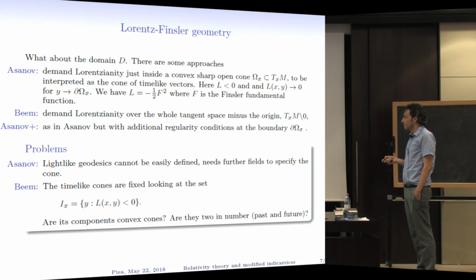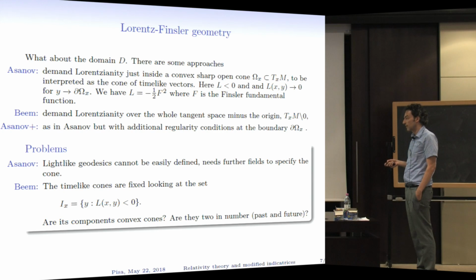So the problem is that with the first approach, it's difficult to define geodesics. Well, because you need this regularity at the boundary, because vectors live here, and also you have to add the cone as a datum, let's say.